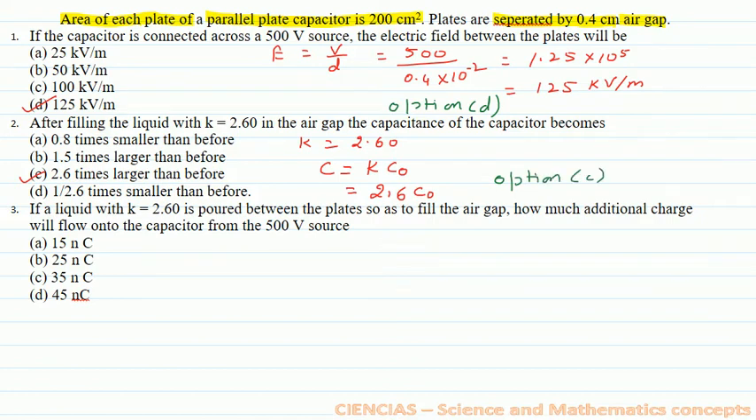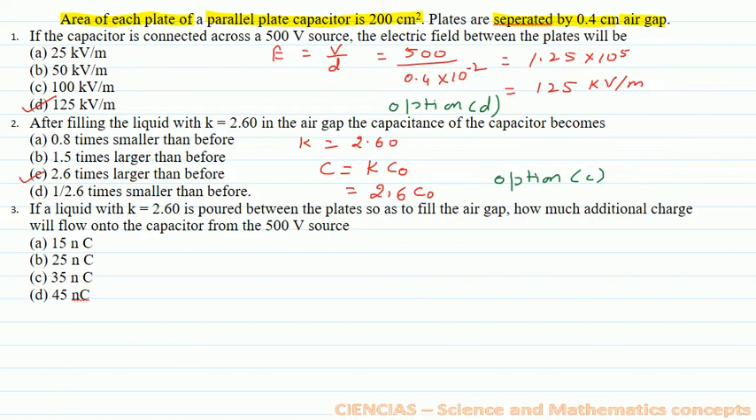Option C. Now in the third question: if a liquid with K equals 2.60, again the dielectric constant given is 2.60, is poured between the plates so as to fill the air gap, how much additional charge will flow onto the capacitor from the 500 volt source? So now we have to find the additional charge.